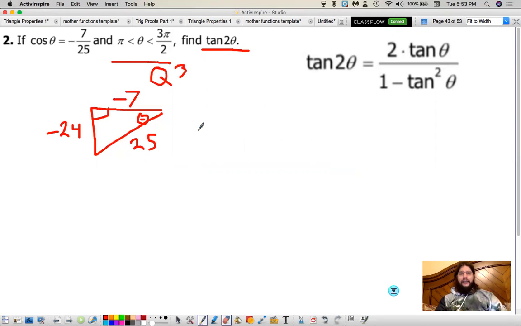So now what is tangent? Tangent is opposite over adjacent. So that's 24 over 7. So tangent theta is 24 over 7. What about the negatives? Well, it's negative over negative. They cancel out. We have positive 24 over 7. You can type it in the calculator if you don't believe me.